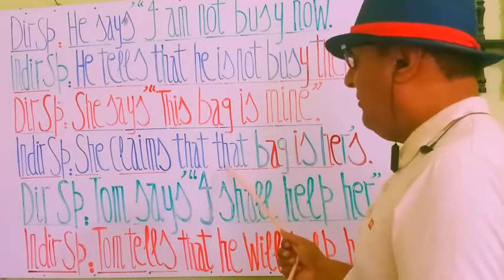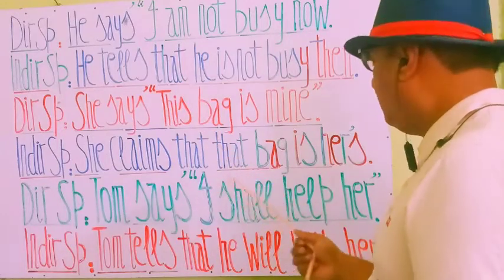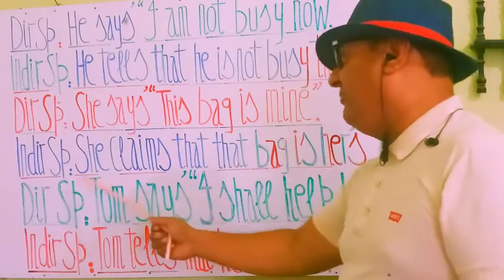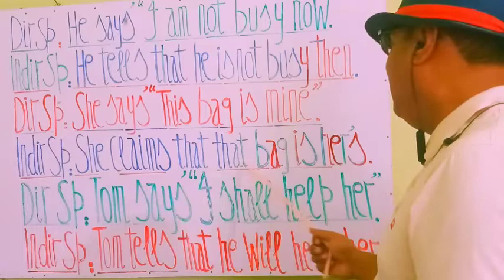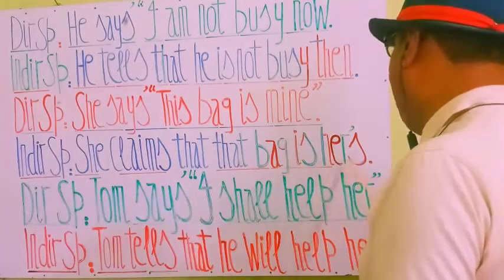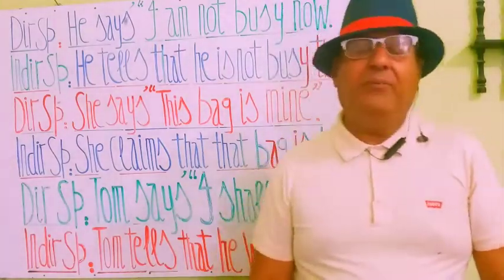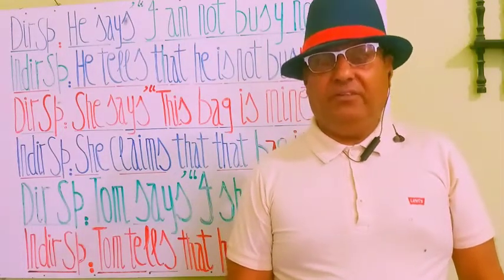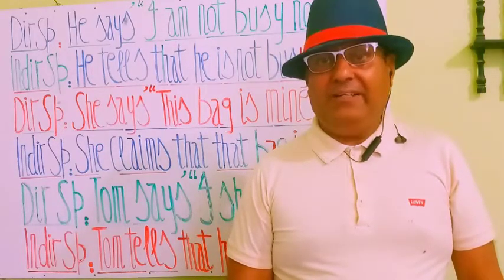That is the demonstrative adjective which is here because of this. By rules, this is going to change to that. So this is the new statement. Let's read it out, indirect speech. She claims that that bag is hers. Full stop. You see, my students, a very beautiful indirect speech statement.